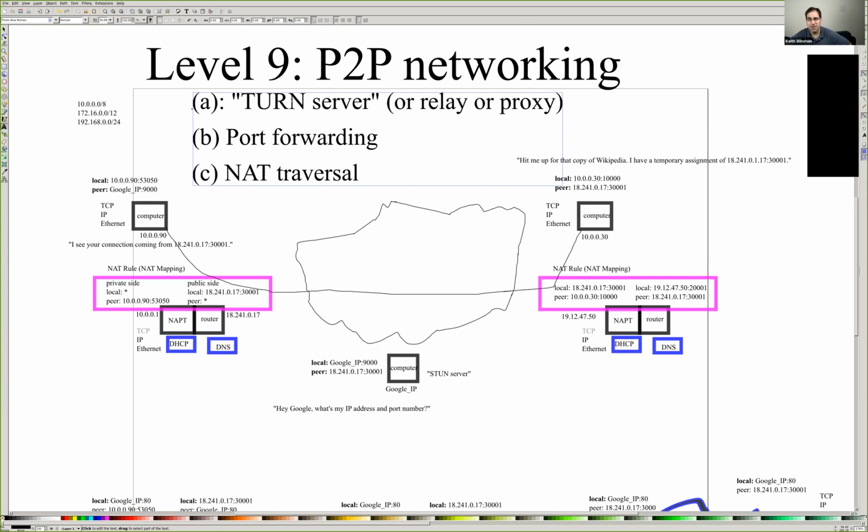Dominic says, do companies like Google and Amazon push against NAT traversal because it's a source of revenue? Not that I've heard, honestly. I don't think they've gotten that evil yet.